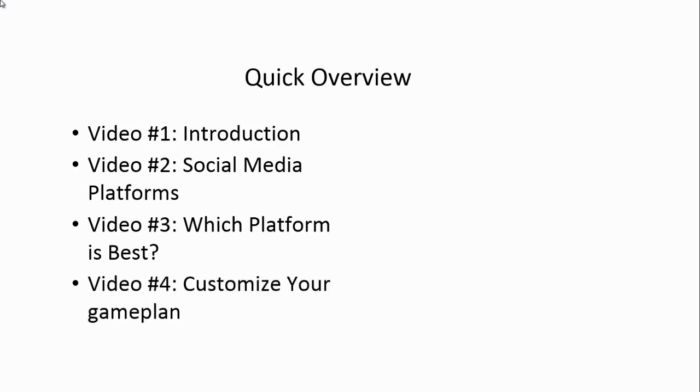Video number 4, we'll take all that information and show you how to customize your game plan. Once you've customized it, then in video number 5, we'll talk about how you can map it out. What we're going to do in that video is visualize by mapping it out so that you can see what you need to do in order to automate the process. In order to figure out how to do automation, you need to have a map.